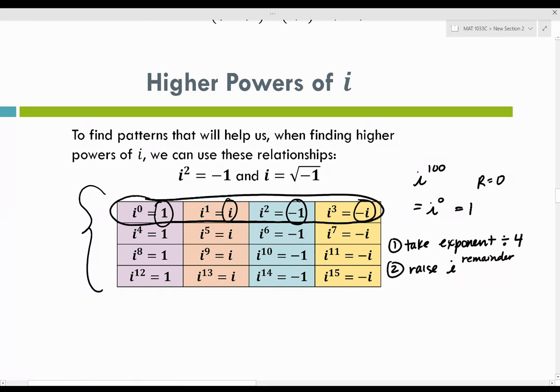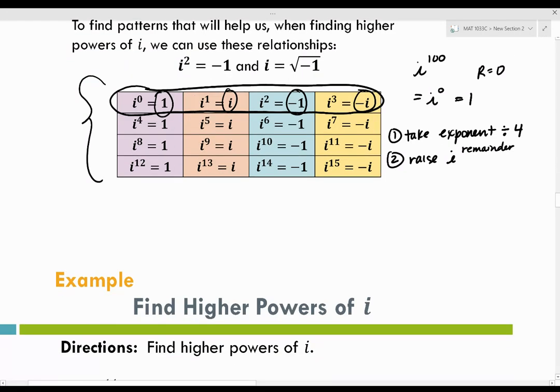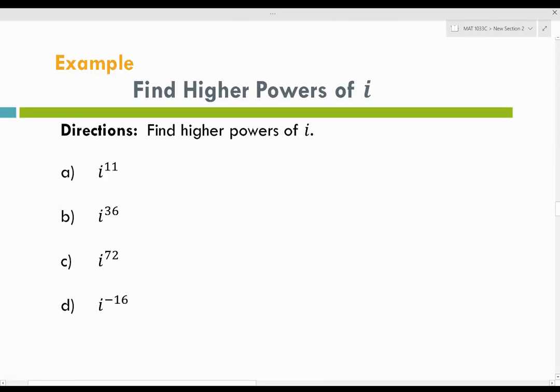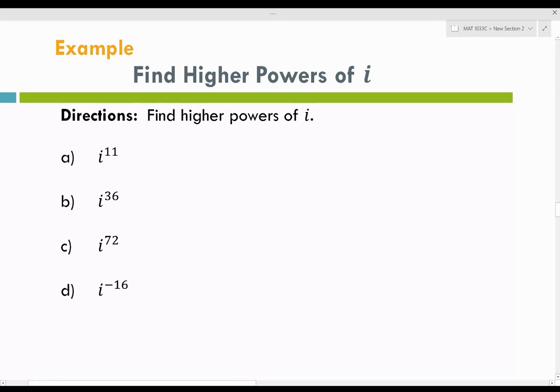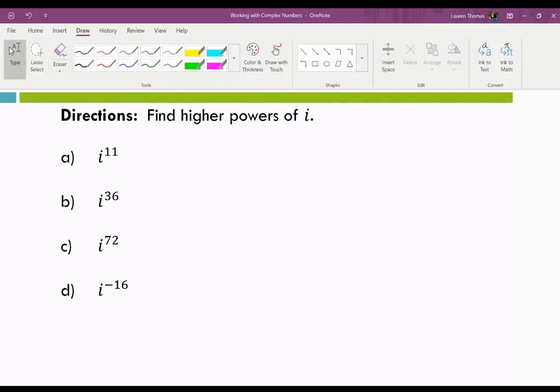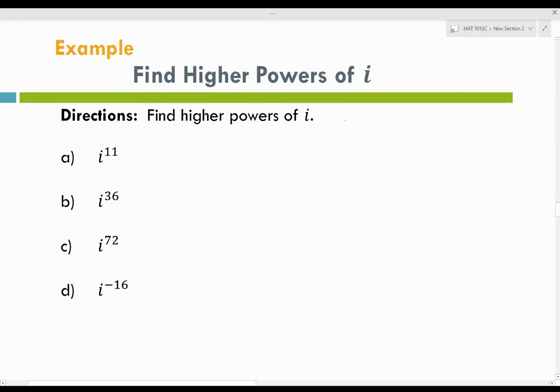Let's do some example problems until you get the hang of it. In this example, it says find the higher powers of i. Let me write those 4 so we don't forget. i to the 0 is equal to 1, i to the 1st is equal to i, i squared is equal to -1, and i cubed is equal to -i.